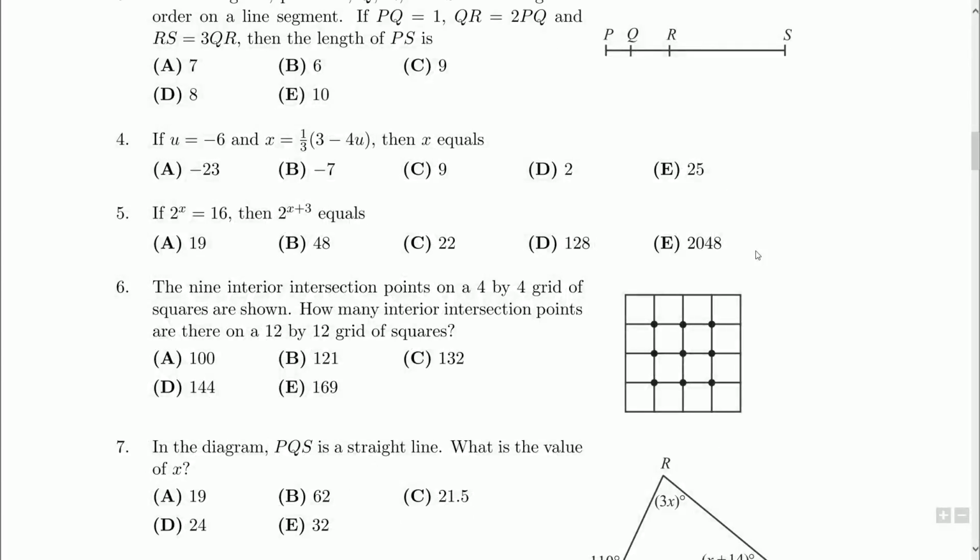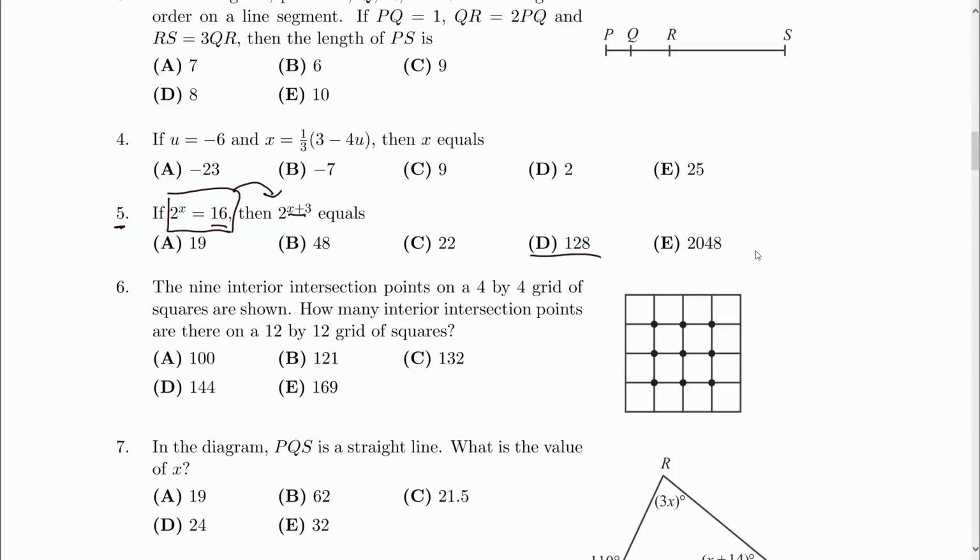We're going to be looking at question number 5 in this video. If 2 to the x equals 16, then 2 to the x plus 3 equals. Now, you can take this first equation and figure out what x is. You'll find that x is 4, and you can then plug it into this expression, get 2 to the 4 plus 3, which is 2 to the 7, which is 128.